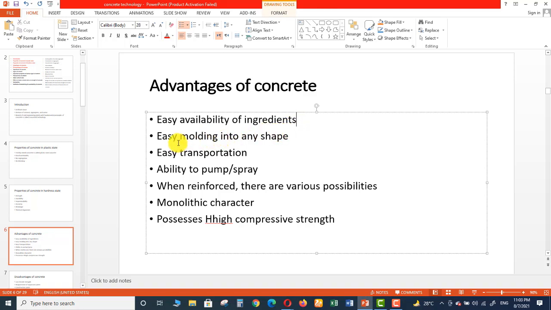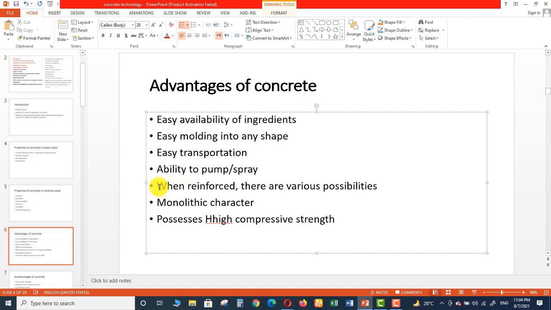The second important advantage of concrete is that it can be handled very easily and we can mold the concrete into any sort of shape we want. The third is that it can be easily transported, from the place of mixing to the place of casting before initial set takes place. The next is the ability to pump or spray to fill into the cracks and lining of tunnels.